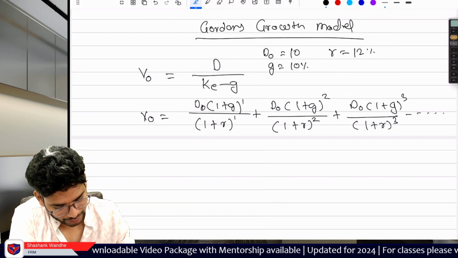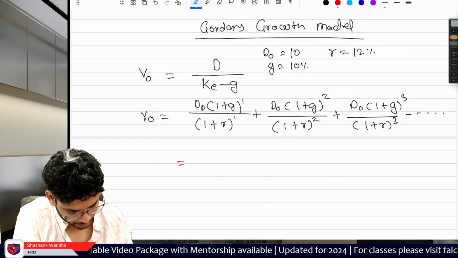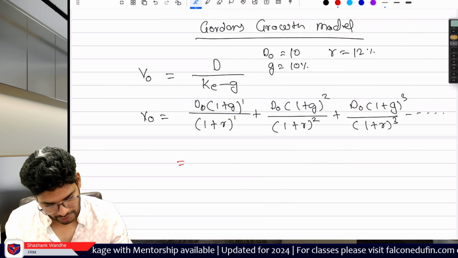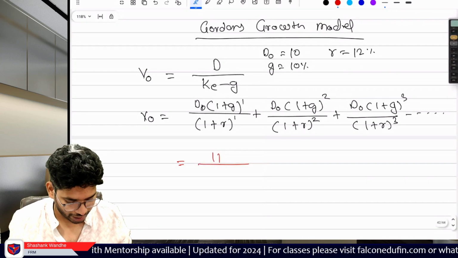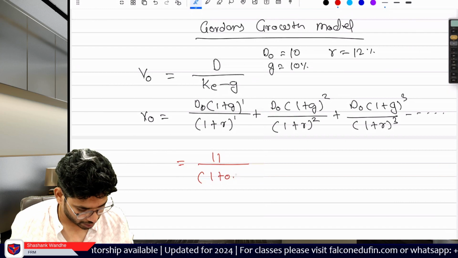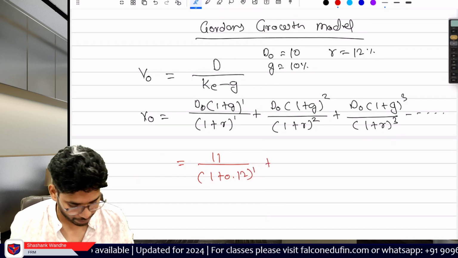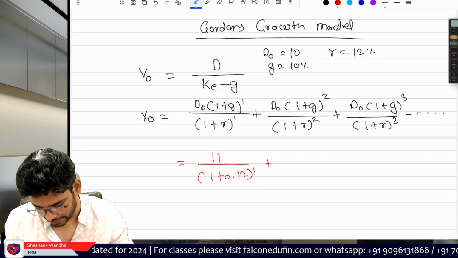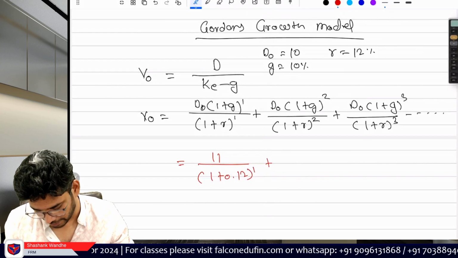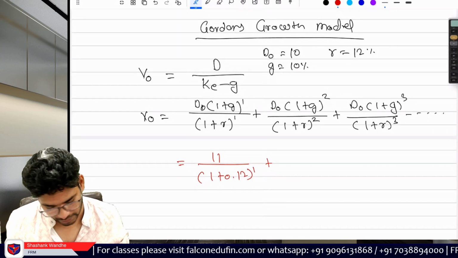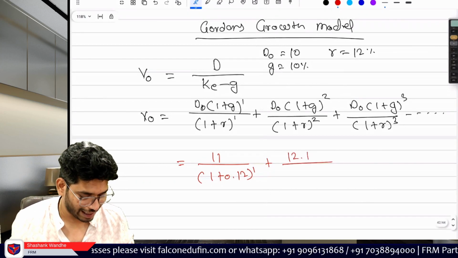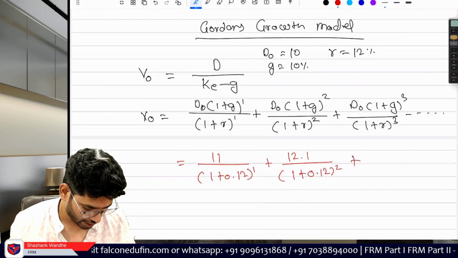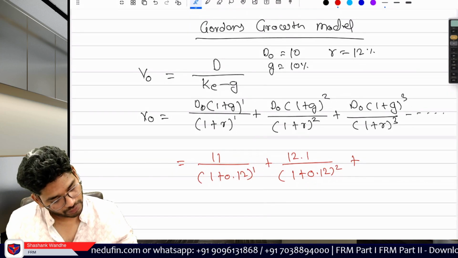So obviously it will work like this, right? D0, 10 into 1.10 is equal to 11. 11 is the dividend at T1, divided by 1 plus 0.12 to the power 1, plus. Now at time T2, the dividend is multiplied by 1.10 again, so it is 12.1 at this point, divided by 1 plus 0.12 to the power 2, plus again at T3.